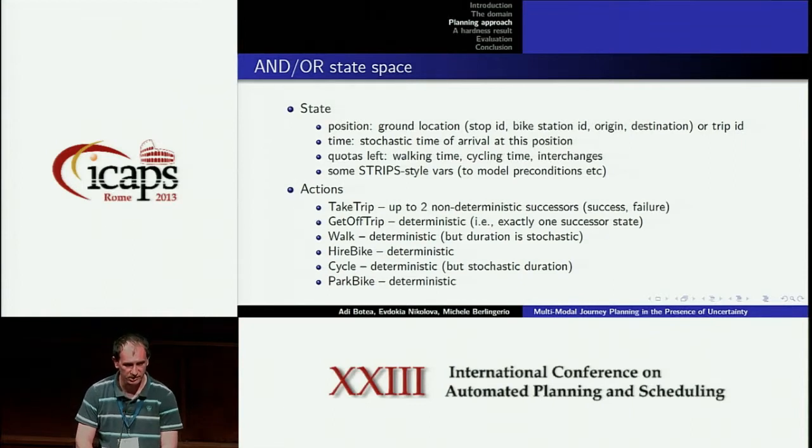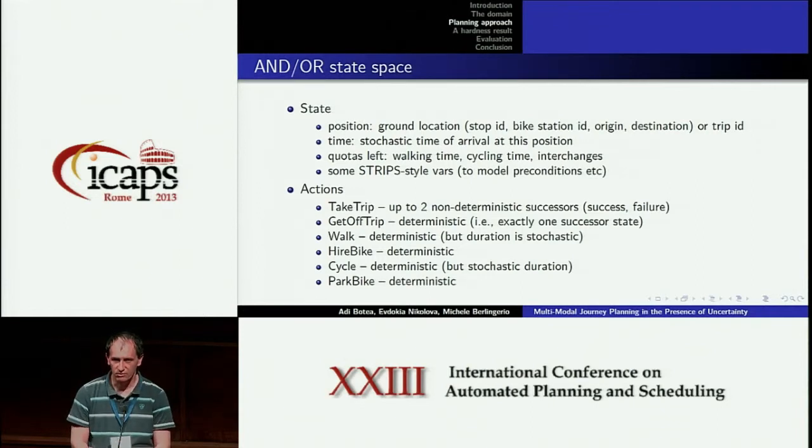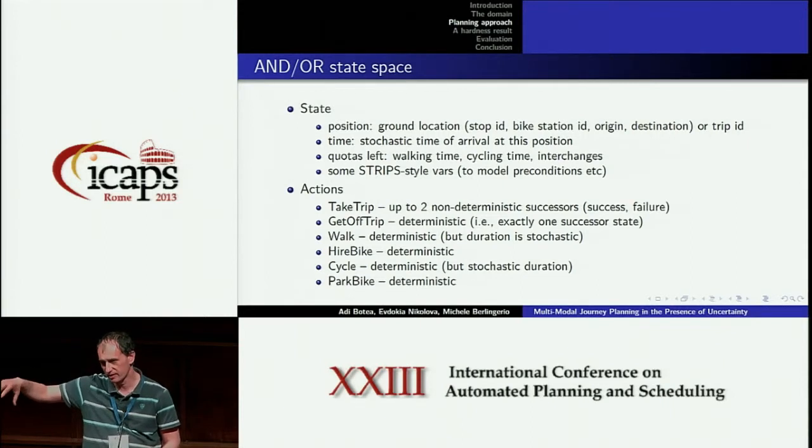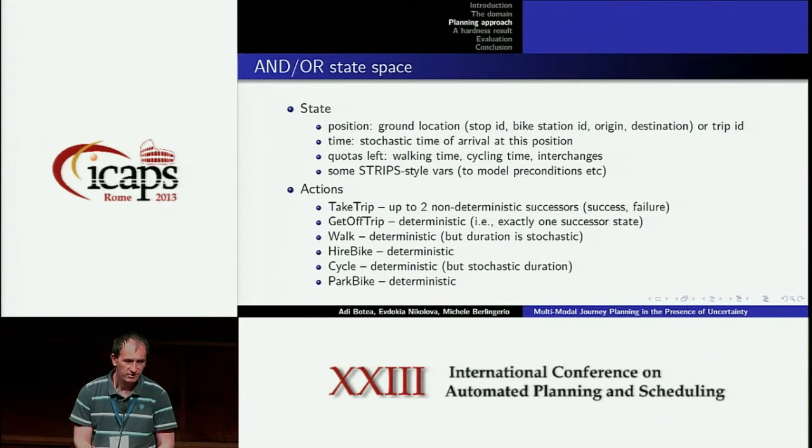The first one is the position, and that represents the position of the user. It can be a ground location, such as the origin or the destination, or a bus stop or a bicycle station, right? Or it can be a trip ID. That's for the case when the user has boarded a trip, and therefore that's the position of the user. The time here is the time when the user arrives at that position. And we model this as a probability distribution, as I said earlier.